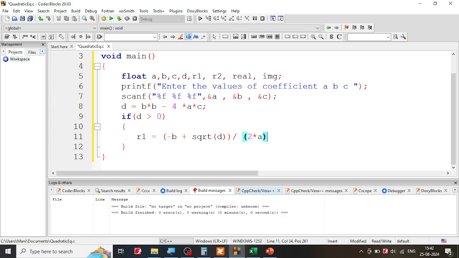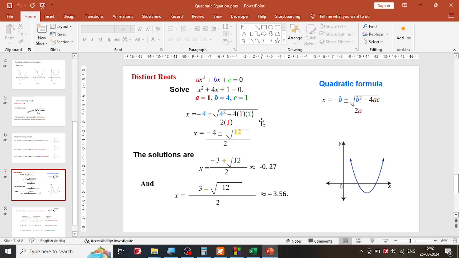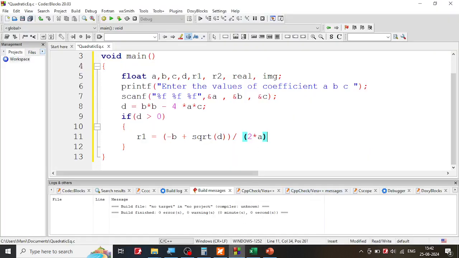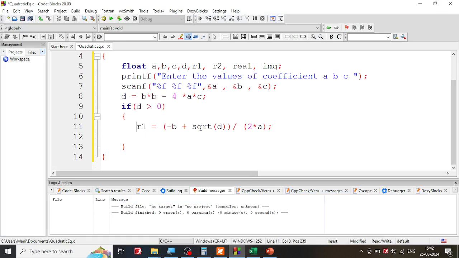Why the bracket for 2a? Remember, if you just put 2 into a, it will first divide this whole thing. If you don't put the bracket, what's going to happen? This whole thing will be divided by 2, and for the remaining answer, it will multiply with a. This is what you are going to get if you don't put the bracket for 2a. So remember that even for this 2a, you have to put the bracket. Now I'm not going to write this whole thing here. I'm going to select this whole thing, Control C to copy and Control V to paste.